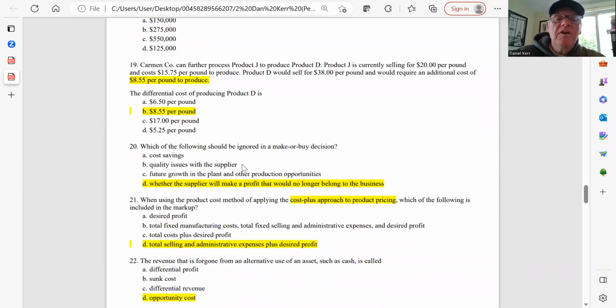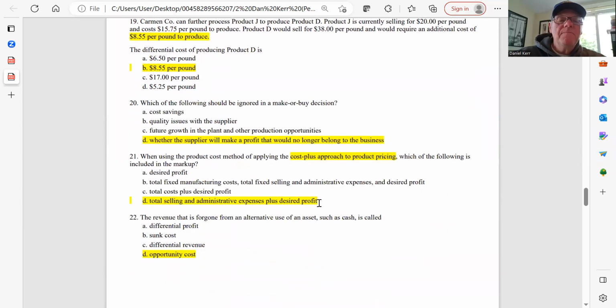Number 20, which of the following should be ignored in make or buy decisions? So you consider cost, you consider quality, you consider future growth and other production opportunities. I wouldn't really concern myself with whether the supplier is making a profit here. So if you have to pick one to ignore, I would ignore D. Let's not begrudge the supplier whether or not he makes a profit.